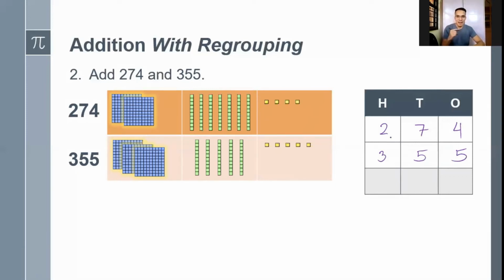Okay? Again, when adding numbers, we have to start adding the numbers in the ones place. What are the numbers in the ones place? We have 4 and 5.